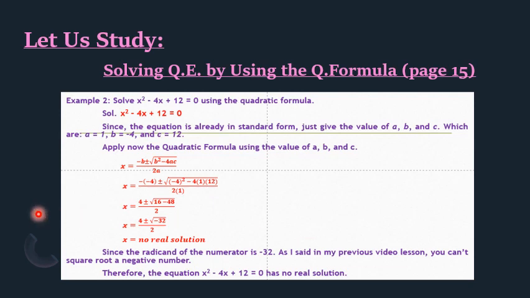Another example. Solve x squared minus 4x plus 12 is equals to 0. Simply, kuha na tong value sa A, wala man may makita diha. Obviously, that is 1. So value sa A is 1. Value sa B, take note, this is negative sign. So automatic negative 4. Value sa C is 12.